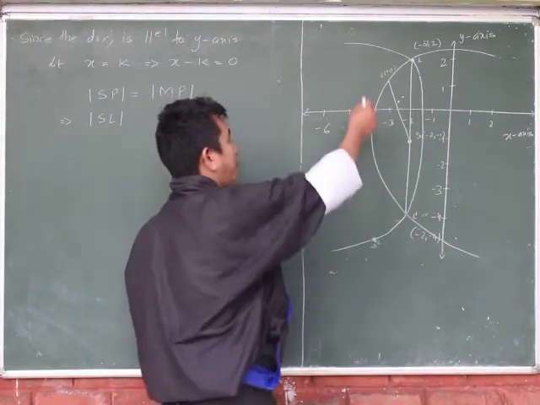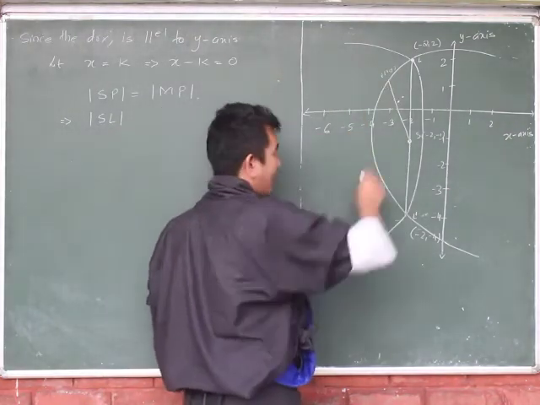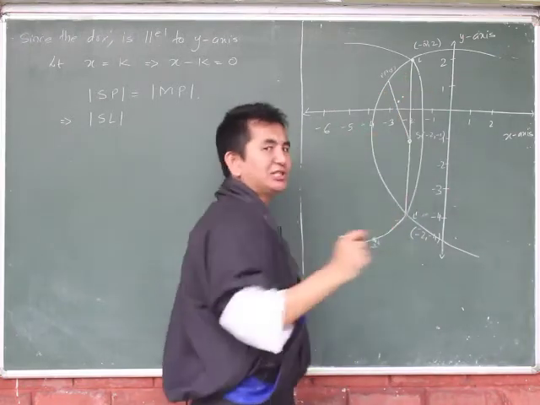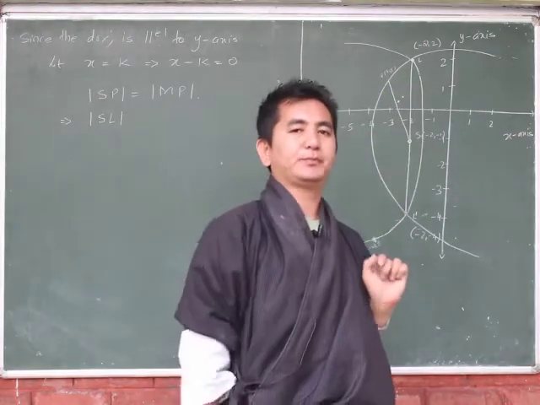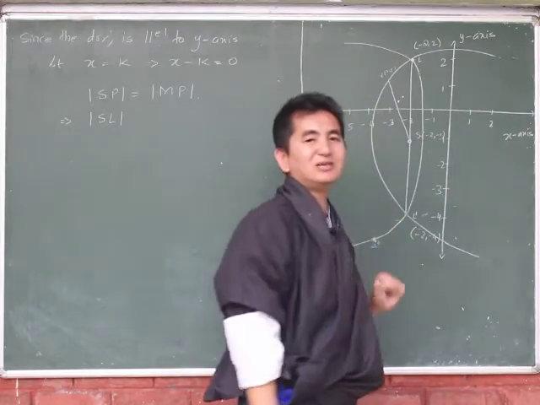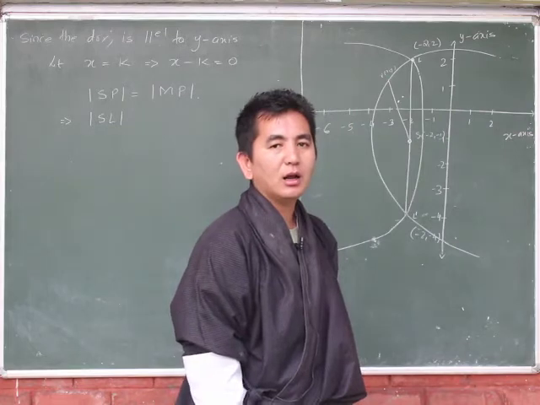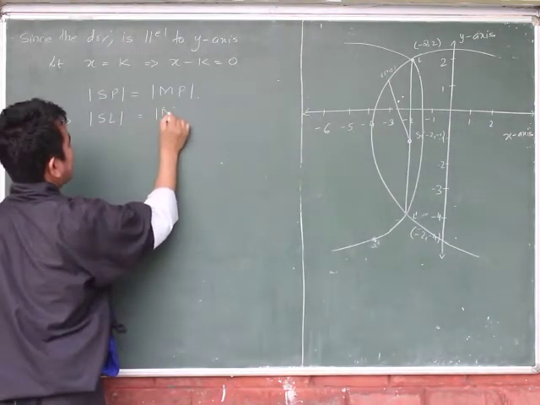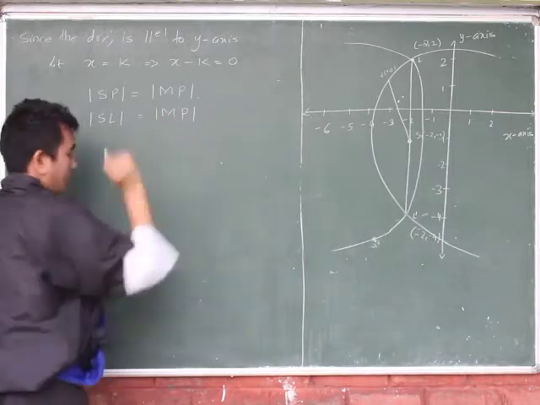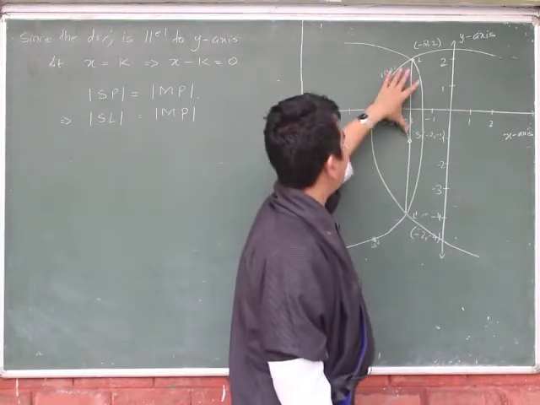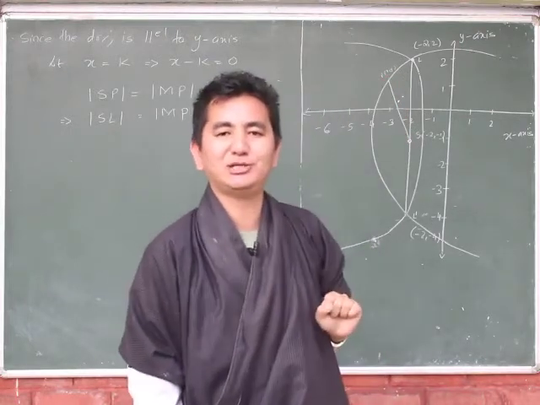If you take point P on the parabola, the distance S to P and S to L is equal. This is what I'm trying to say here: S to P and S to L is equal. I hope you can get it, which is again equivalent to modulus of MP. Now what is this SL? SL is the length of the semi-latus rectum.